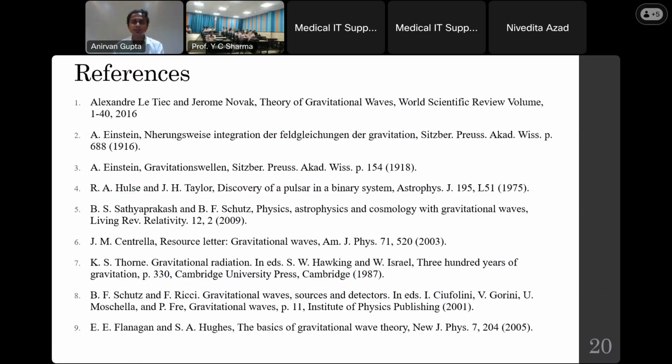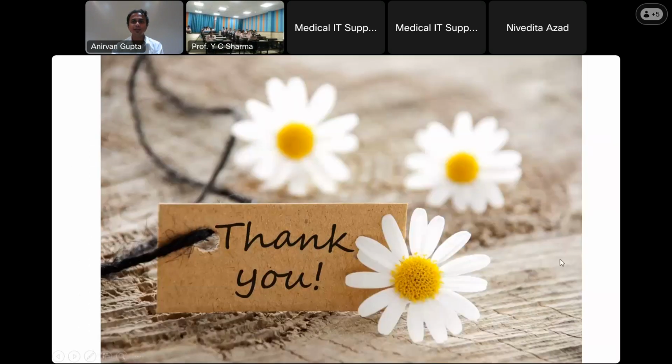So these are the few important references that I have gone through. The first one is the theory of gravitational waves, which was one chapter that I have read, and the rest were a few commendable theories given in some references. So that's all from my side, and thank you.